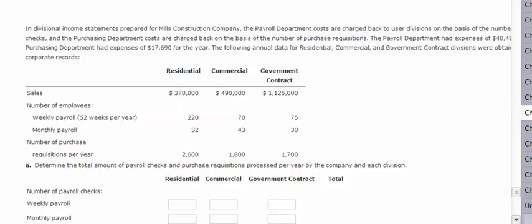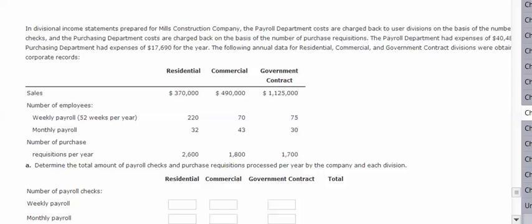it says in divisional income statements prepared by Mills Construction Company, payroll department costs are charged back to the user divisions on the basis of the number of checks, and the purchasing department costs are charged back on the basis of the number of purchase requisitions. Payroll department had expenses of $40,480. The purchasing department had expenses of $17,690 for the year. The following annual data for the residential, commercial, and government contract divisions are obtained from the corporate records.